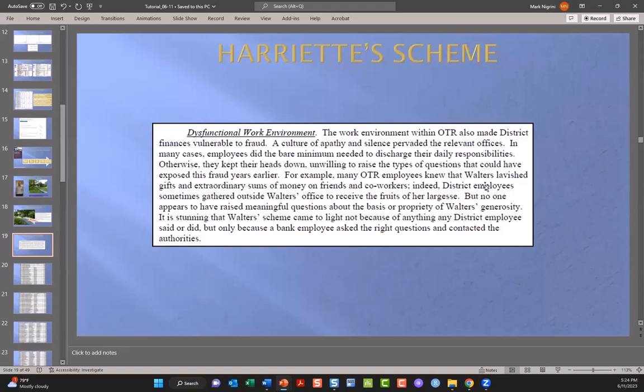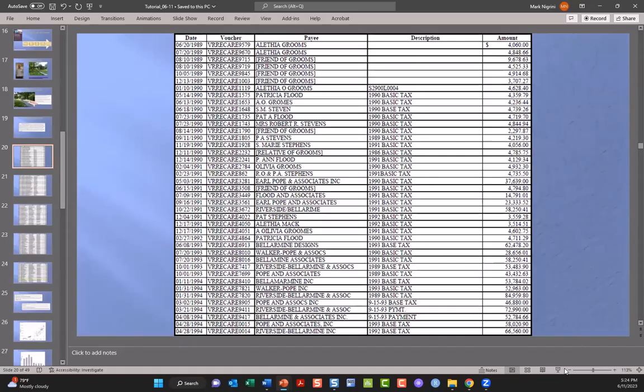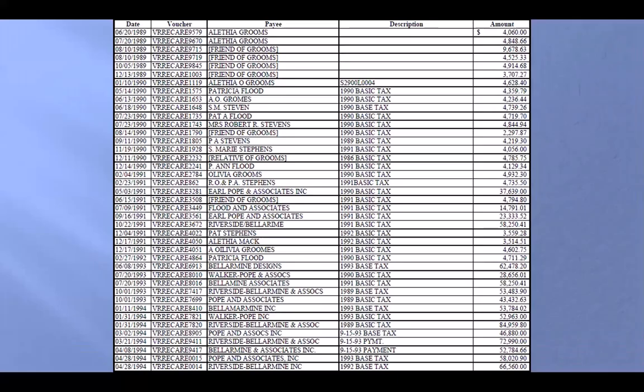So let's have a look. In the beginning, this is Harriette. Harriette started nice and slow. I don't know if you can hear the train. There's a train about a mile away from here, and I can hear it in my office now.